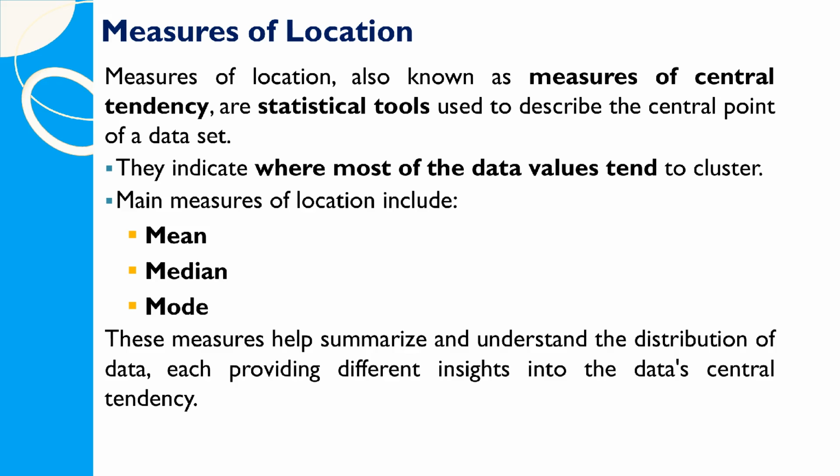Measures of location, or measures of central tendency, are statistical tools used to describe the central point of a data set and indicate where most data values cluster. The primary measures of location are the mean, median, and mode. These measures provide different insights into the data's central tendency, helping to summarize and understand the distribution of the data.